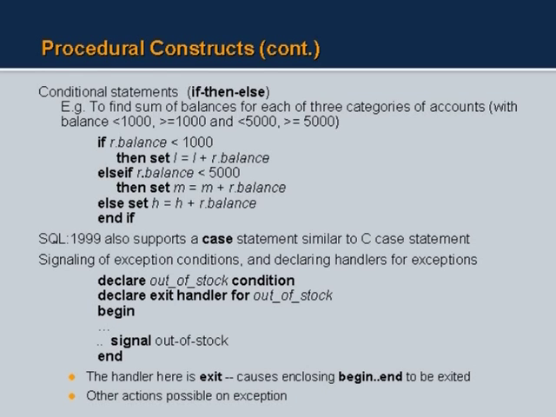Okay, so here's the procedure. So this procedure does what? If something goes wrong, it signals out of stock. Now what happens when you signal it? Well, that is specified here. Declare exit as the handler for out of stock. Exit means just exit the procedure. But you can also call another procedure which would be invoked when this signal happens. Okay, so there's an exception control in SQL.